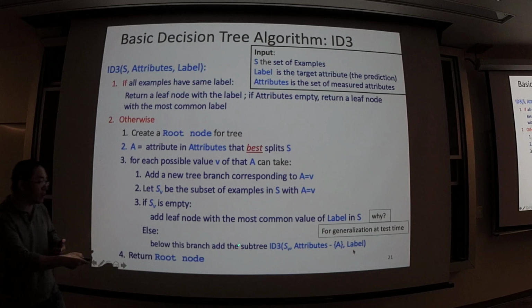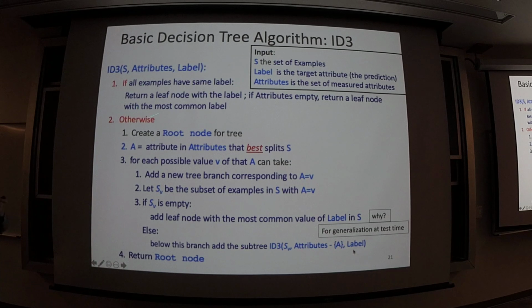And then you recursively call ID3, and probably you arrive at leaf nodes, or probably you can split further. And again, you create all the branches of the tree, and you arrive at all the leaf nodes, you return.